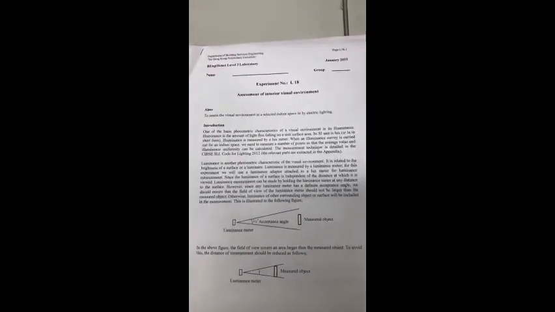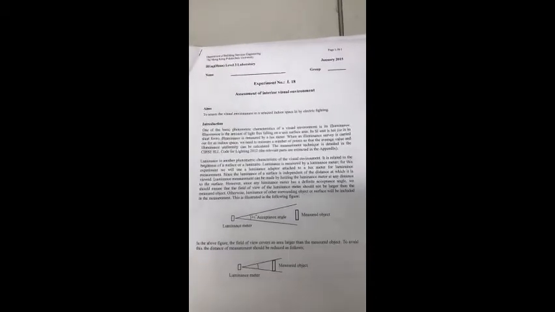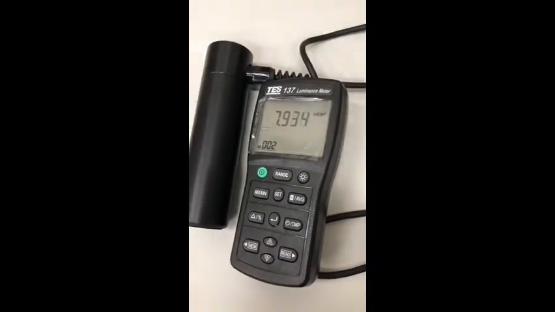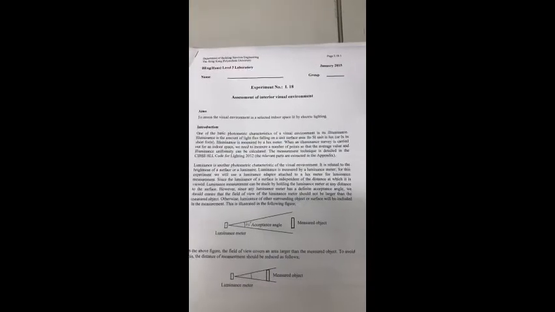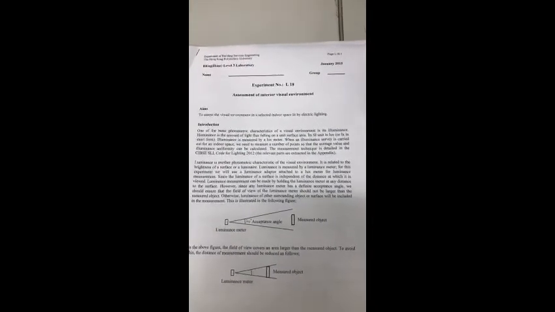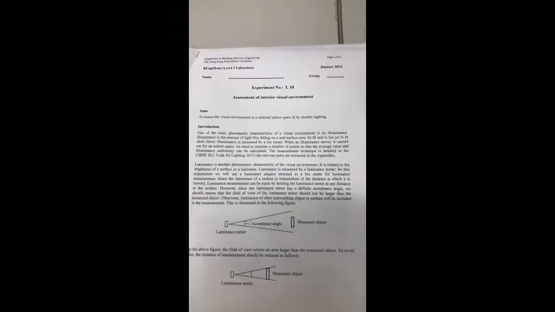Luminance is another photometric characteristic of the visual environment. It is related to the brightness of a surface or a luminaire. Luminance is measured by a luminance meter. For this experiment, we will use a luminance adapter attached to a lux meter for luminance measurements. Since the luminance of a surface is independent of the distance at which it is viewed, we should use the distance meter to measure the distance.